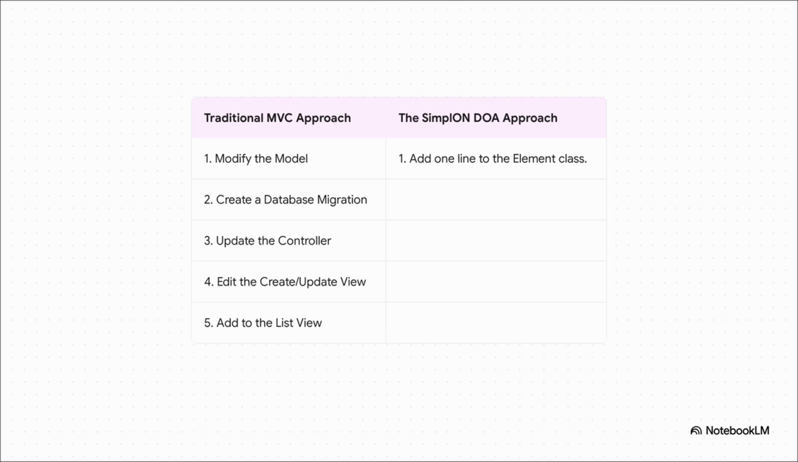On the left, you've got that traditional MVC workflow. Modify the model, run a migration, go update the controller, then edit 2 separate views. It's this whole cascade of busy work. But then you look to the right. That's the promise of SimplON's data-oriented approach. One line, in one file, that's it. The entire change is done.